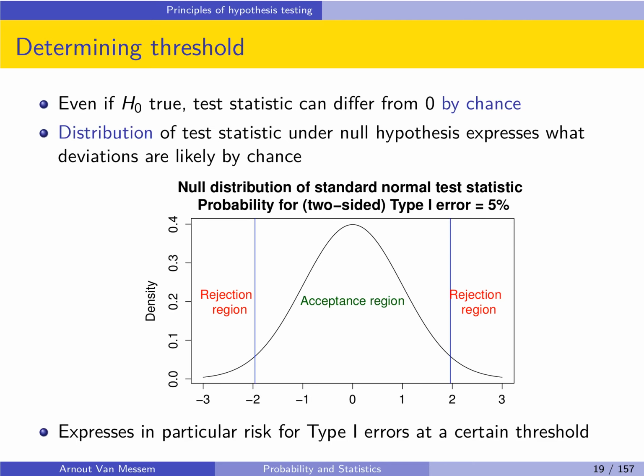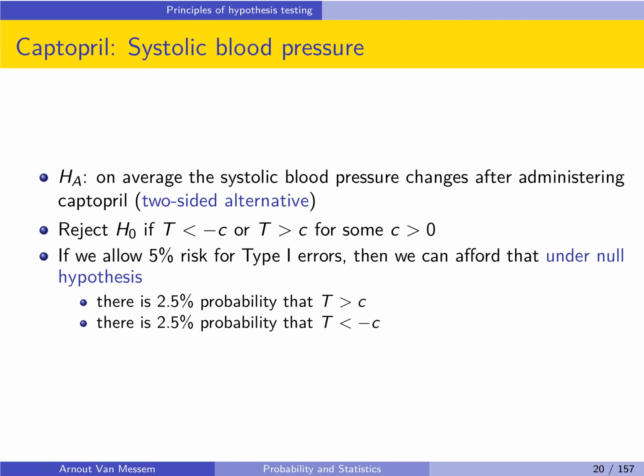The alternative hypothesis was that on average, the systolic blood pressure changes after administration of captopril. We call this a two-sided alternative because the direction is not important. So we are not looking at an increase or a decrease, we are just looking at an effect. Is it different, yes or no? Then we will reject the null hypothesis if my test statistic is in either one of the tails. So either it is smaller than a value minus c or larger than a value c for some positive c.